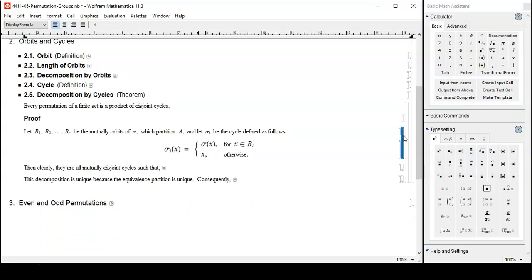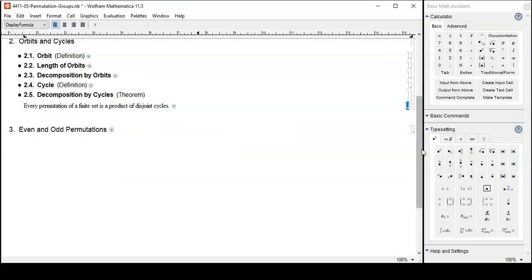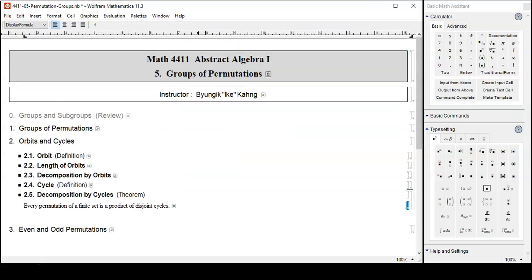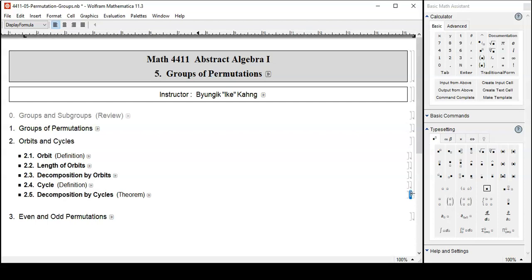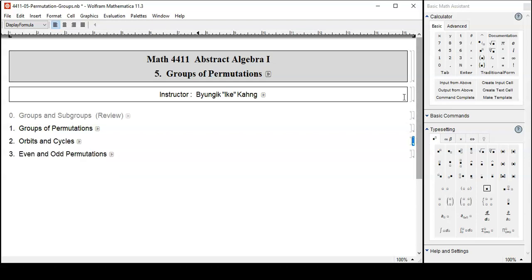That's it. Every permutation of a finite set is a product of disjoint cycles. We proved it. And then we'll have some computation problems, but that's left as homework. And that completes section 2 of this notebook. We're going to meet again in section 3.